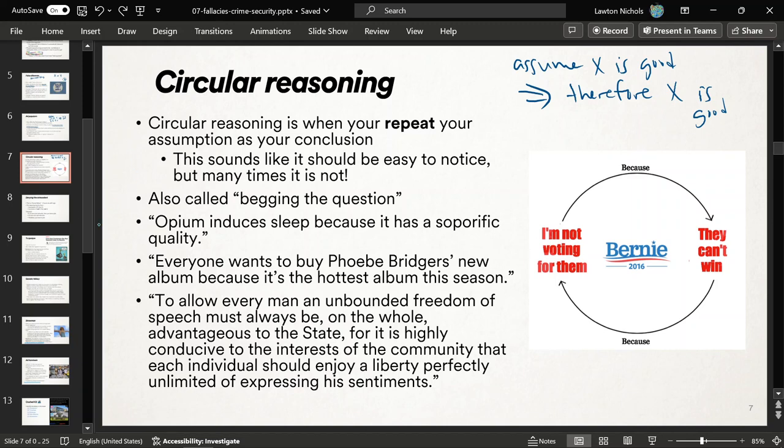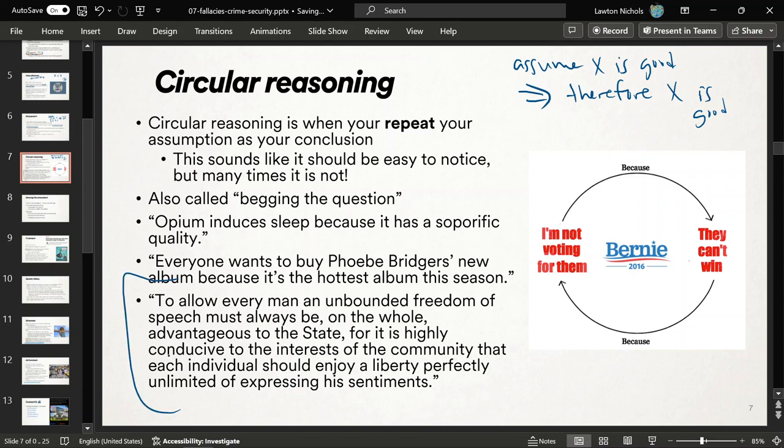All right. And then another example. Everyone wants to buy Phoebe Bridgers' new album because it is the hottest album this season. What? Everyone wants to buy it because everyone wants to buy it. That's what that's saying, right? That's circular reasoning again. It makes no sense if you think about it long enough. So, yeah, it's usually hiding behind large words that makes it a little bit subtle and hard to notice.